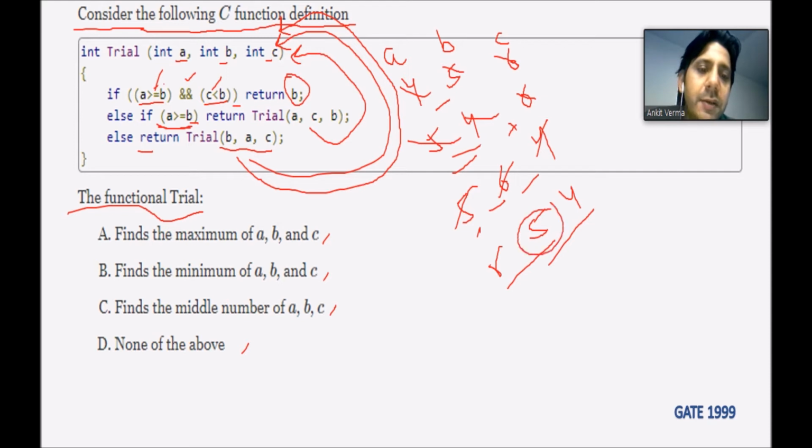The answer is 5. Now with our first assumption, the ABC values were 4, 5 and 6. Maximum of ABC? Wrong. Minimum of ABC? Wrong. Middle number of A, B and C is 5, so our first assumption looks okay. So now these two options we can cut out, and we have to take some more examples so that we can find the exact solution.